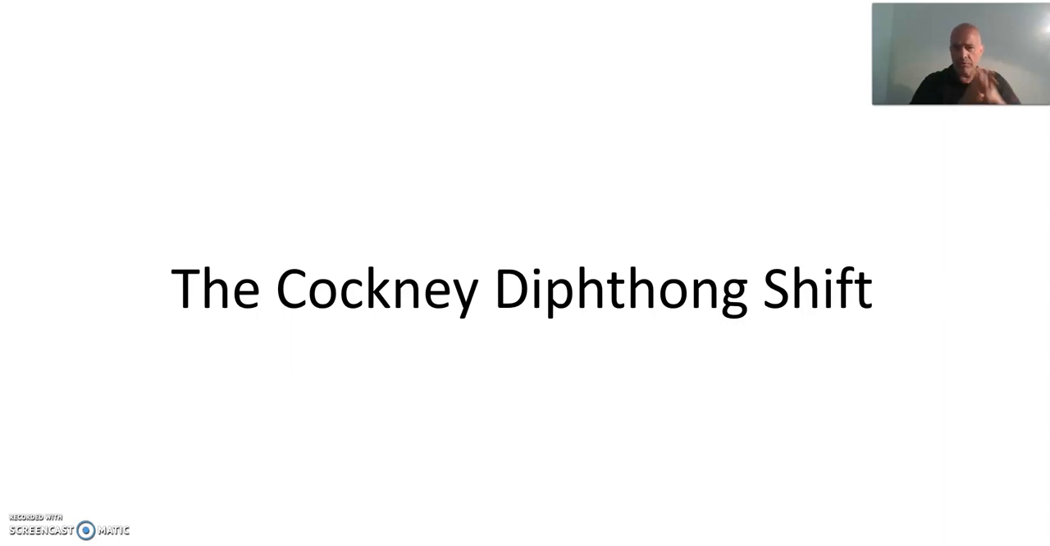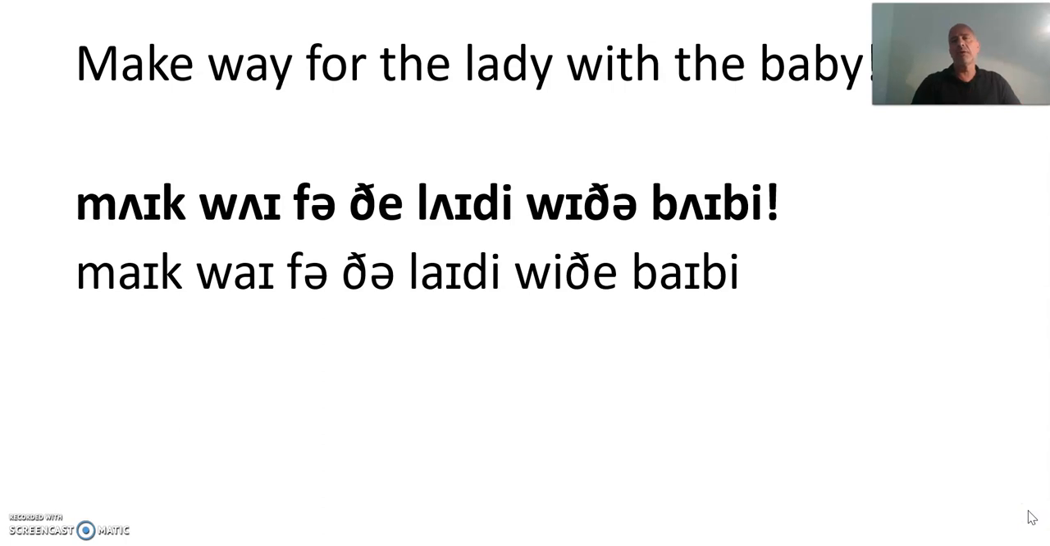So let's come to probably the most prominent phonological feature of Cockney English, and that's the so-called Cockney diphthong shift. Yes, let's start. Let's go right into medias res here. You all know stereotypical sentences, something like "my wife for the lady with the baby." So the diphthong A is turned into something like I in Cockney English.